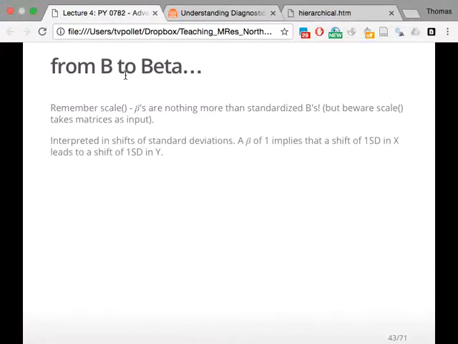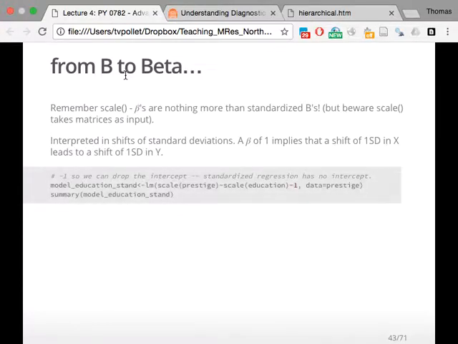You interpret them as a shift of one standard deviation towards one end or the other end. One z-score is one standard deviation. So if a beta is 1, that means if you shift one standard deviation in x, you shift one standard deviation in predicted y. So a beta of 1 would be a very big effect, right? Because it would mean that they're nearly perfectly aligned. If you move one by a factor of 1 standard deviation, you move the other by a factor of standard deviation, which would be a dramatic effect.